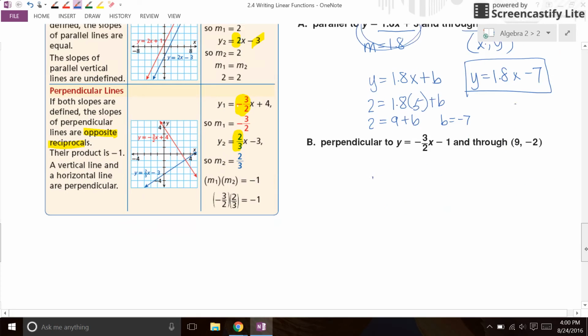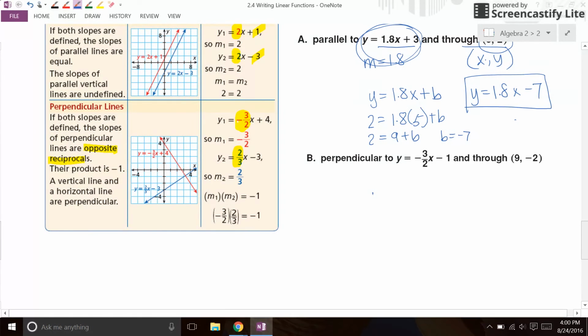And I think I'm kind of done. But perpendicular, let me at least set it up. I would do the exact same thing, except I would mess with the slope. So I'd be like, all right, the perpendicular slope would be 2/3. So my equation would be y equals 2/3 x plus b. And now I'm going to plug in x and y. All right, I'll finish it for you.